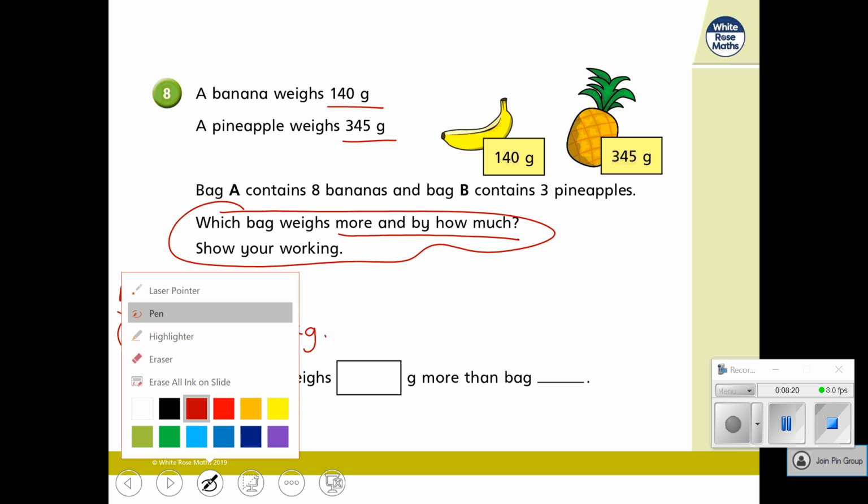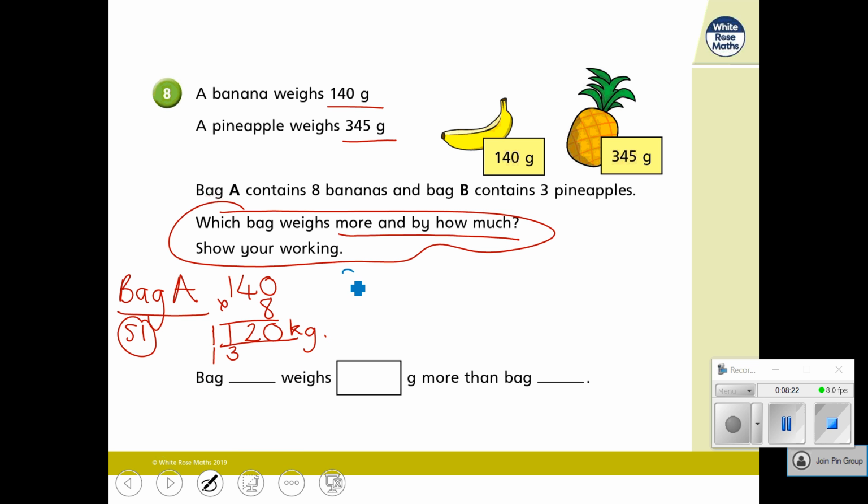Okay, I'm going to change my pen colour. Let's do step 2. So for step 2, we are going to work out how much the pineapples weigh. So we have 345, and we are going to multiply that by 3. 345 multiplied by 3. Well, 5 times 3 is 15. So we've got 5 ones there, and 10 ones gets exchanged for a 10.